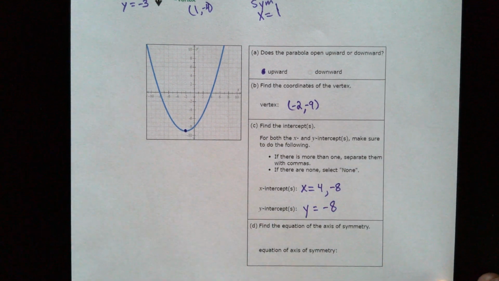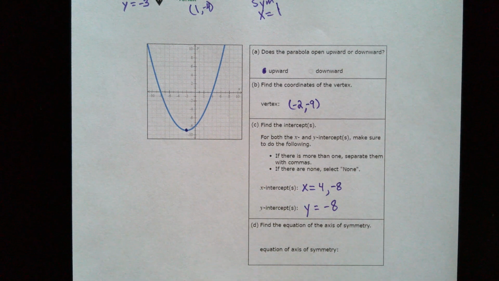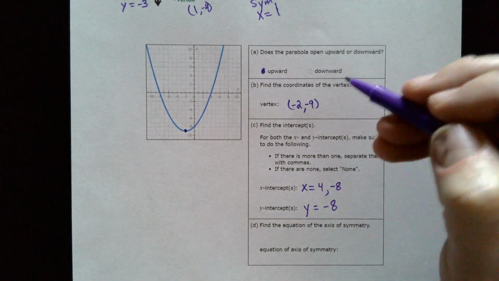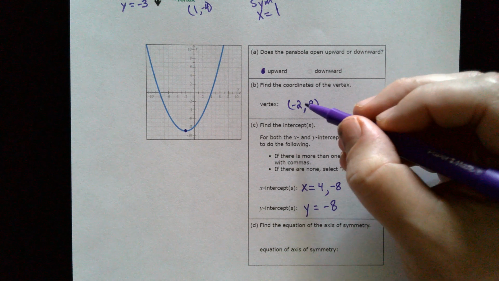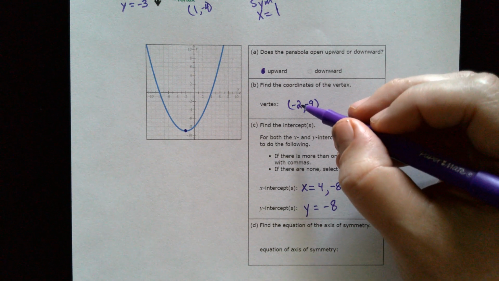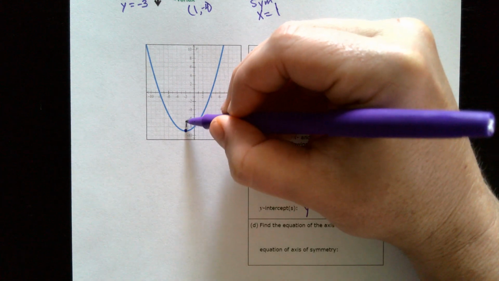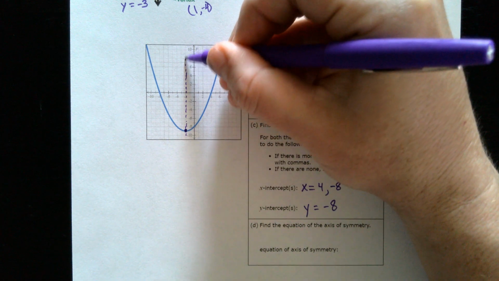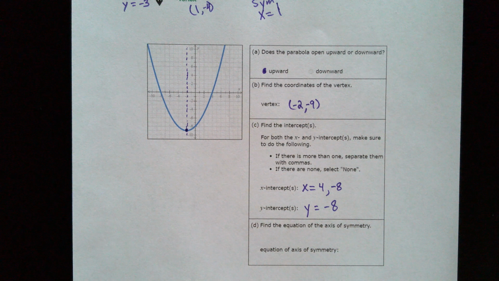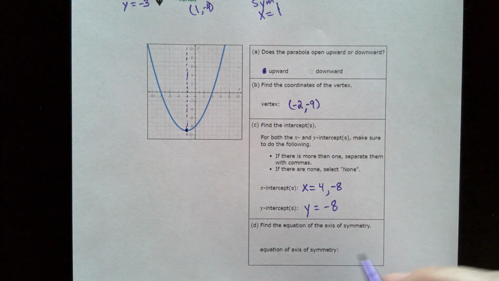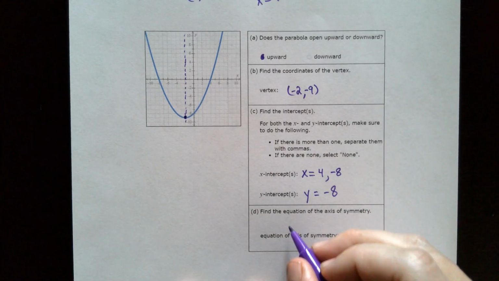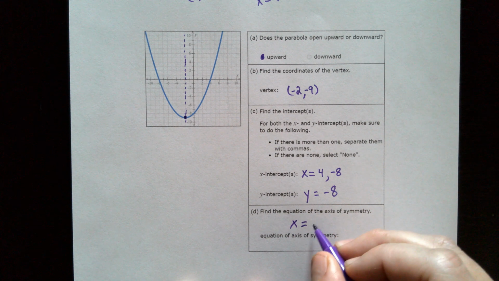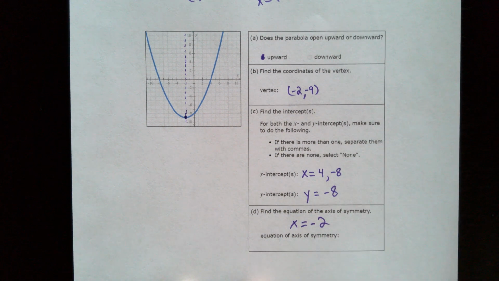And then finally the axis of symmetry. The axis of symmetry is going to be the x-coordinate of the vertex. The x-coordinate of the vertex is always going to be the axis of symmetry that creates the line in the middle in which symmetry happens. So it's going to be the x-coordinate, which will be x is equal to -2.